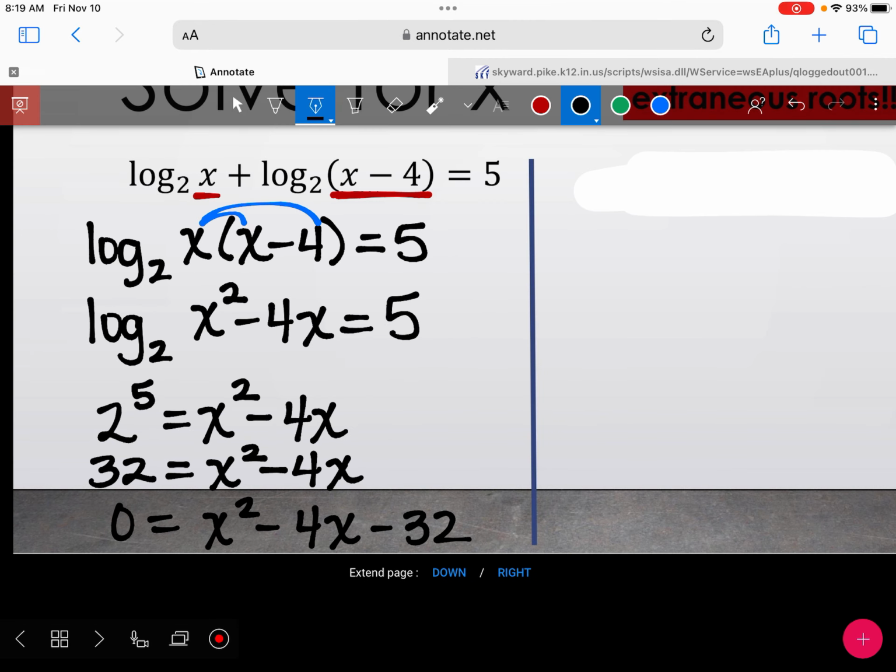All right, so let's go ahead and factor that down. Find your two numbers that multiply to be negative 32 and add to negative 4. Don't say it out loud. Go ahead and finish factoring and solving that out.